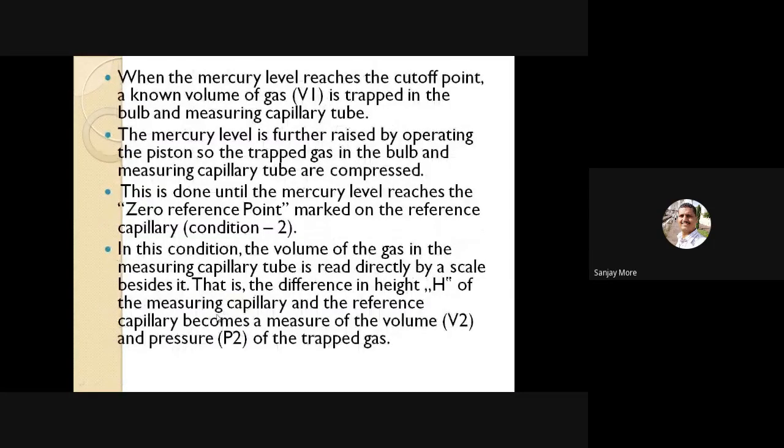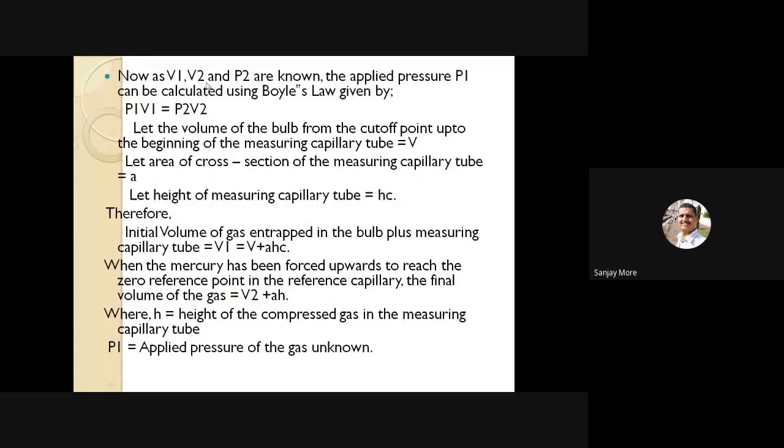this McLeod gauge works on Boyle's law. Now V1, V2 and P2 are known. The applied pressure P1 can be calculated by using Boyle's law: P1 V1 is equal to P2 V2. Okay. The volume of the bulb from the cutoff point up to the beginning of the measuring capillary tube is V, the cross-section area of the capillary tube is A, and the height of the measuring capillary tube is H. Then the initial volume of gas trapped in the bulb plus measuring capillary tube, therefore, V1 is equal to V plus AH.